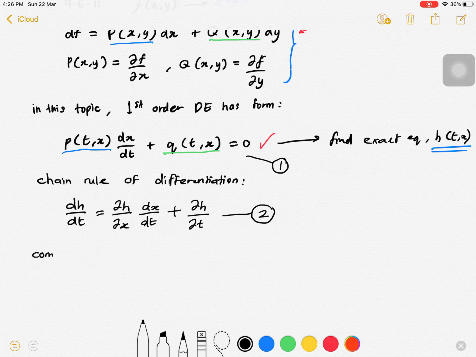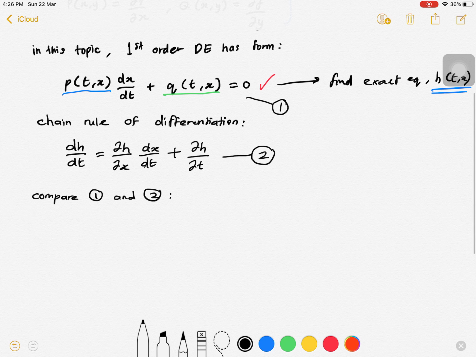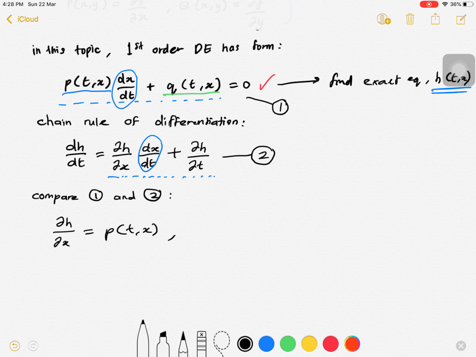When we compare 1 and 2, if you look at this equation and this equation, we can see that there is a similarity, which is dx dt. So if we compare these two equations, we know that delta h delta x is equal to p(t, x), and we also know that delta h delta t is equal to q(t, x).